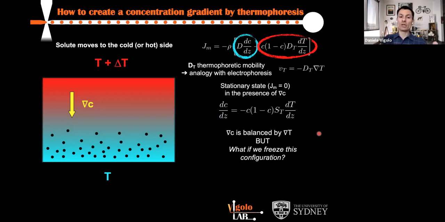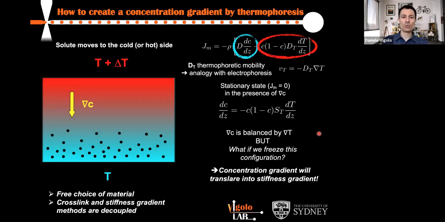But what if we can freeze this configuration and so keep this gradient there and translate directly a concentration gradient into a stiffness gradient, which is our final goal. If we can do this, obviously we decouple the creation of a gradient from the choice of the material and the stiffness gradient that is connected to that. And so we can have essentially any material, which is very important when we are discussing tissue engineering, and so developing the right material for the right kind of tissue, and that's potentially very, very appealing.